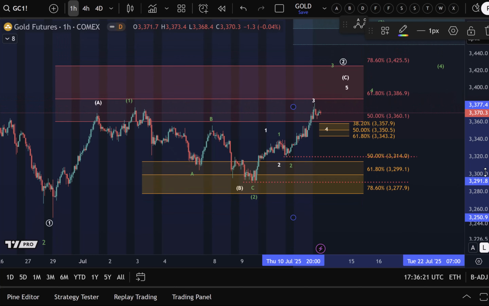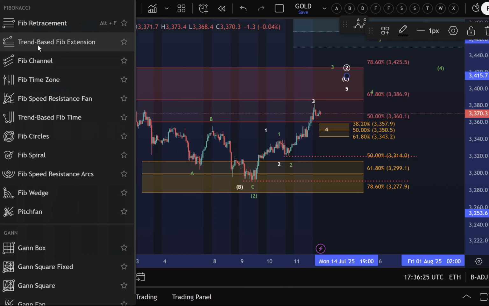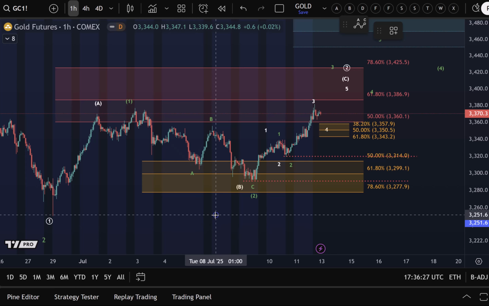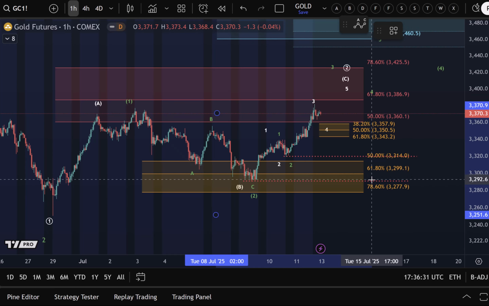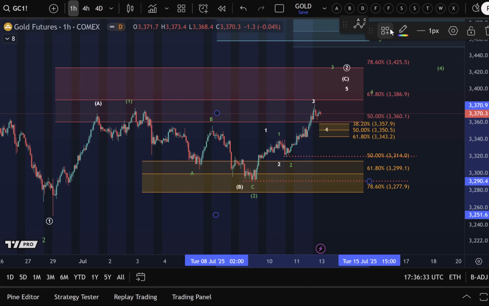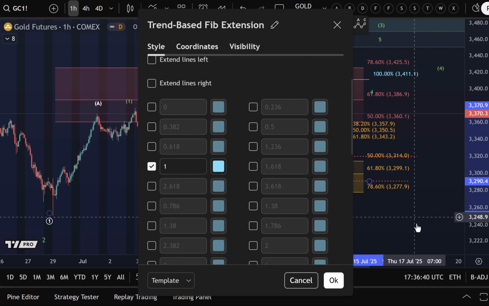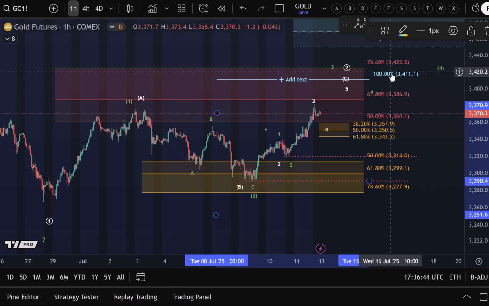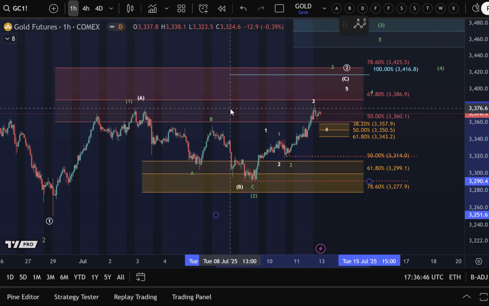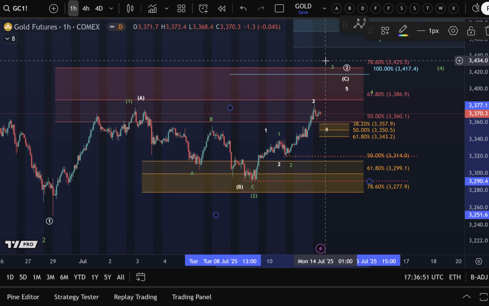But for now, I think even in the white count, even white wave C should take the price a little higher, potentially to the 100% Fibonacci extension. Let me just add that to the chart. Just double check something. Yeah, I would probably have it here rather. And then it's at $3,417. So yeah, that's the update on gold.